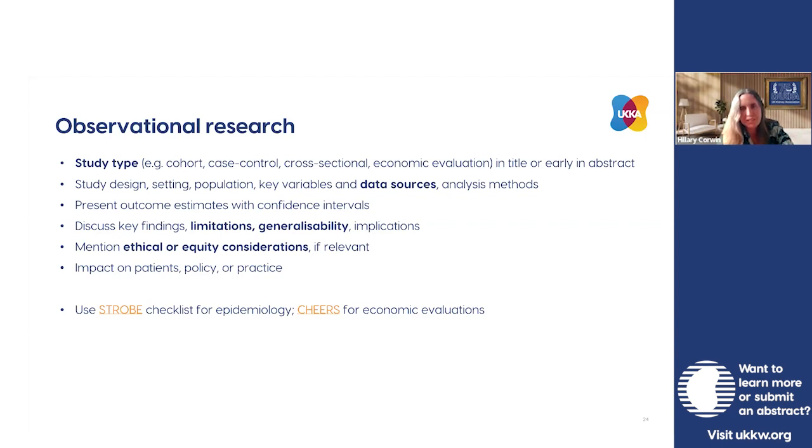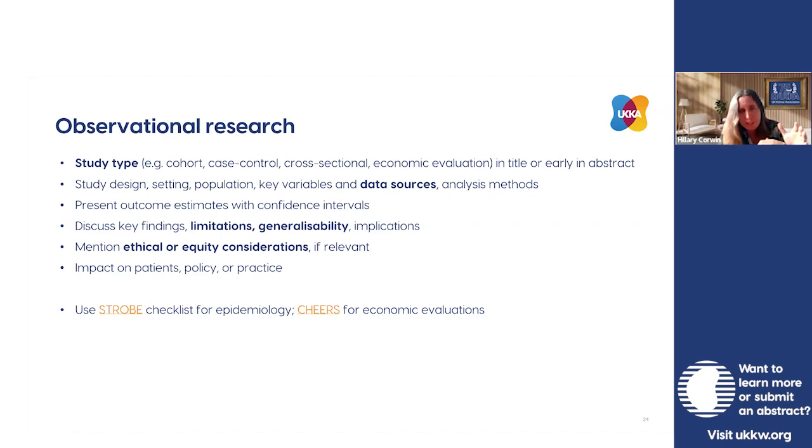how generalizable your research is. Talk about what the implications are. Quite often with an observational research design, you're looking at something that has an ethical or an equity consideration. Talk about those in your abstract. They're really important, especially in a healthcare setting. And talk about what the impact is on patients, policy, or practice.